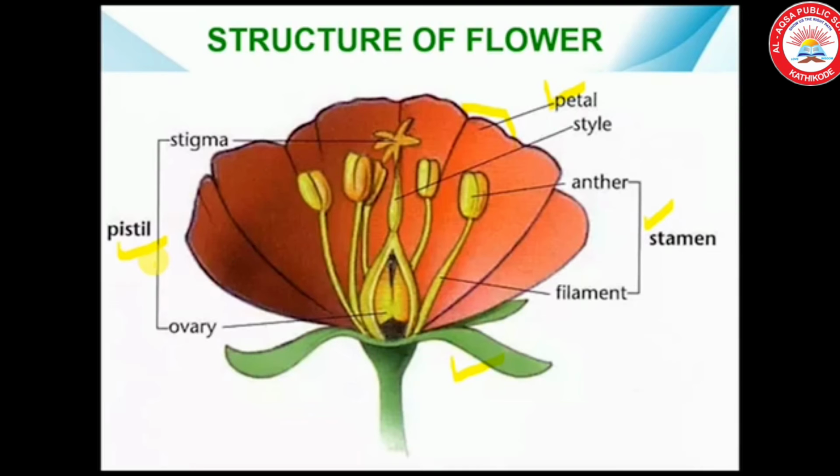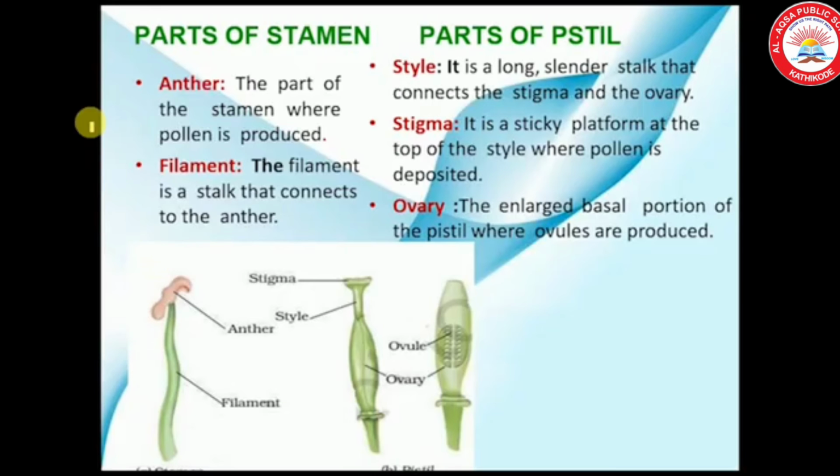Now let us discuss different parts of stamen and pistil. Here parts of stamen and parts of pistil are there. Parts of stamen. Actually, stamen consists of two parts. First one anther, second one filament. The part of the stamen where pollen is produced, that is anther.